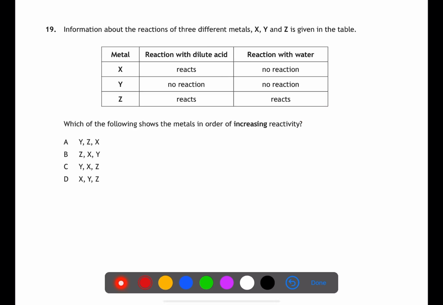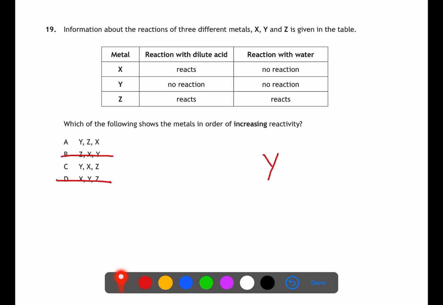D. Question 19. Information about the reactions of 3 different metals, X, Y and Z, is given in the table. Which of the following shows the metals in order of increasing reactivity? If we start by looking at the reaction with dilute acid, we can see that both X and Z react with acid, but Y does not. This means that Y must be the least reactive. So Y will come first. This means we can eliminate B and D.